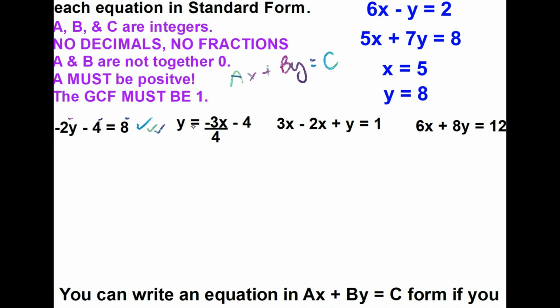And then it says the greatest common factor must be 1. GCF is 1. Well, between 2, 4, and 8, it's not 1. Yeah, because 2 can go into here, 2 can go into here, and 2 can go into here. So we have an issue, y'all. If the greatest common factor is not 1, we need to divide everything by 2. The greatest common factor is actually 2. So if we do that, we'll now have -y minus 2 is equal to 4.